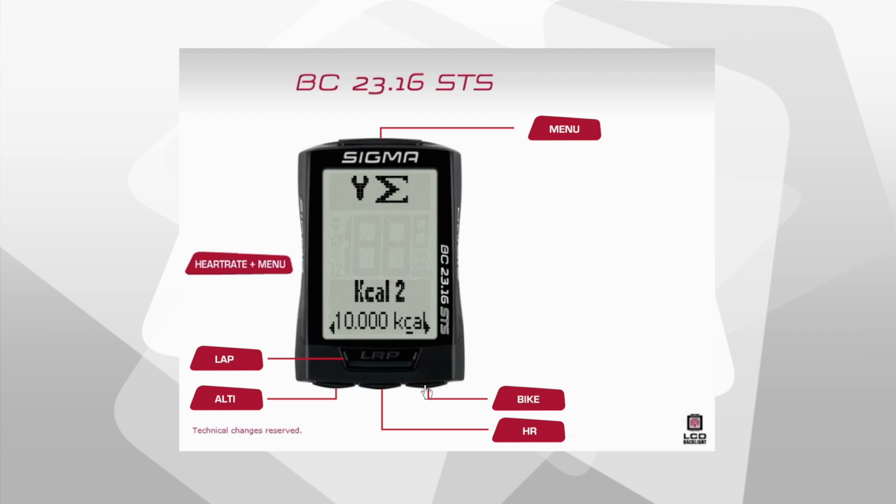To reset all of the stored values, press the bike button to scroll to All Reset and open the menu. Select OK and press the menu button to confirm. Exit the setting area for the total values by using the back function or pressing and holding the bike button. You can now exit the entire settings menu at any time by pressing and holding the menu button. Menu Close appears on the display and your BC 23.16 reverts to functional mode.